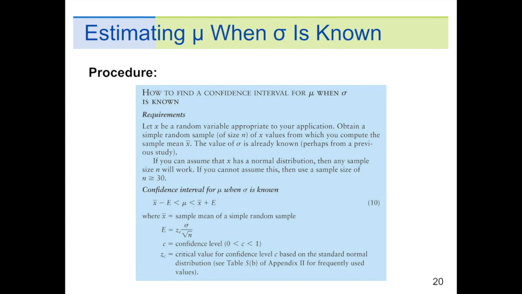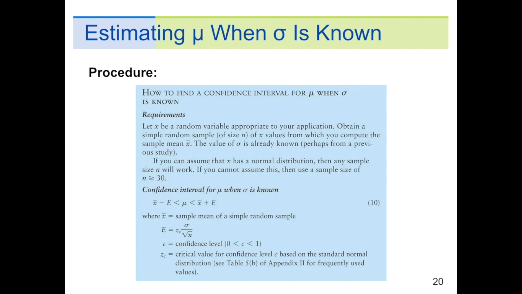Procedure: how to find a confidence interval for mu when sigma is known. Requirements: let x be a random variable appropriate to your application. Obtain a simple random sample of size n of x values from which you compute the sample mean x bar. The value of sigma is already known, perhaps from a previous study. If you can assume that x has a normal distribution, then any sample size n will work. If you cannot assume this, then use a sample size n greater than or equal to 30.